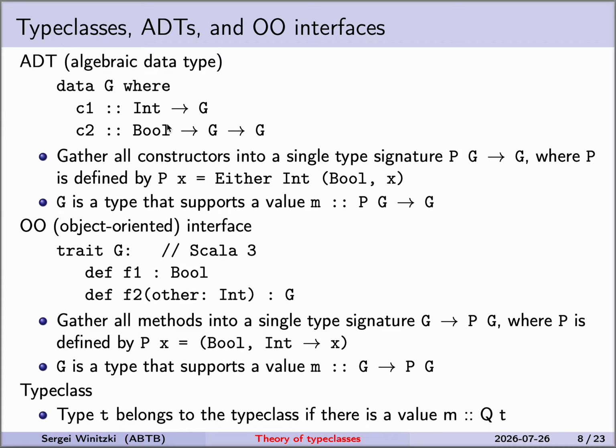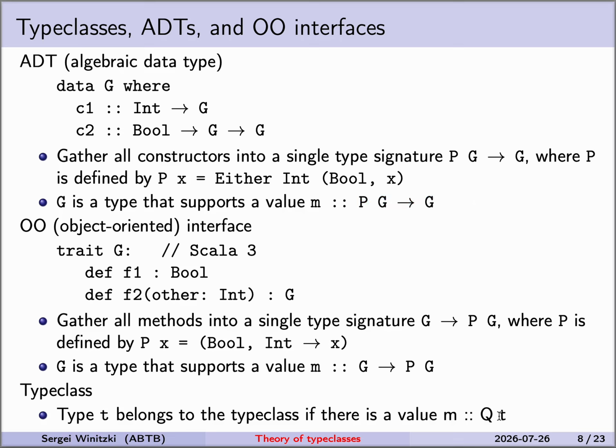And so then we can say, the algebraic data type G is a type that supports a value of this function type. So this is a structure map of the algebraic data type. And this is similar to what happens with type classes. A type class is described by saying that the type T belongs to the type class if there is a value M with a certain kind of type that depends on T. So here we say G is a type that supports a value M of this type. So this is an algebraic type signature.